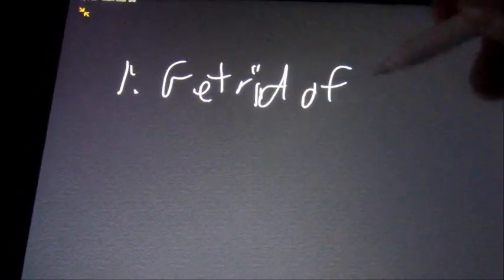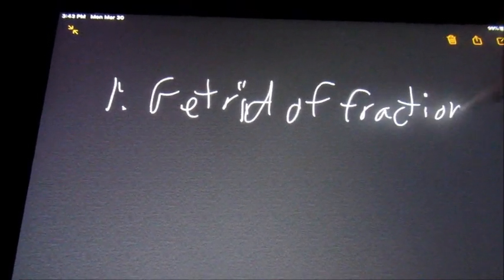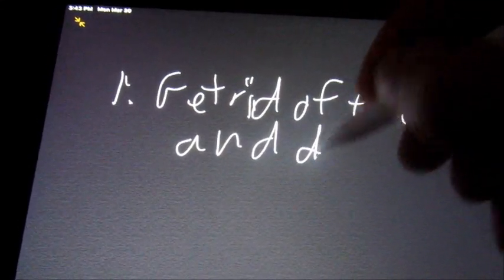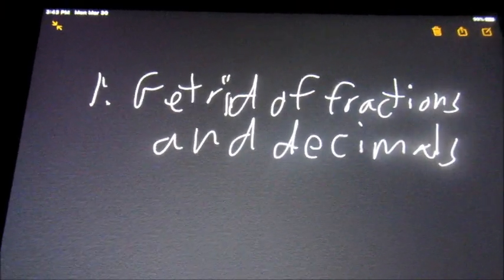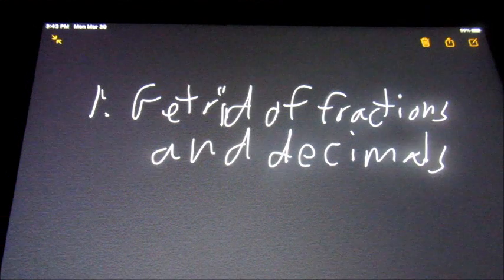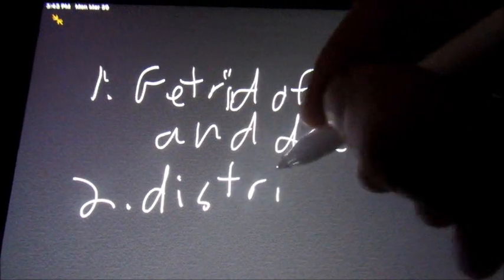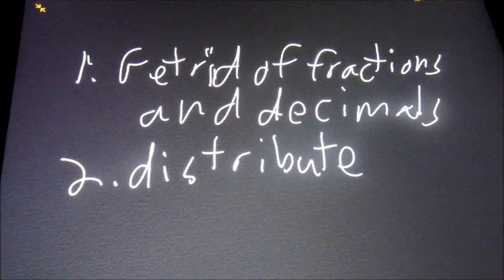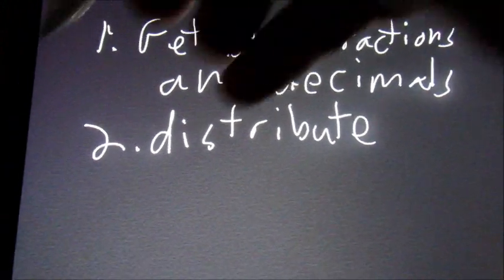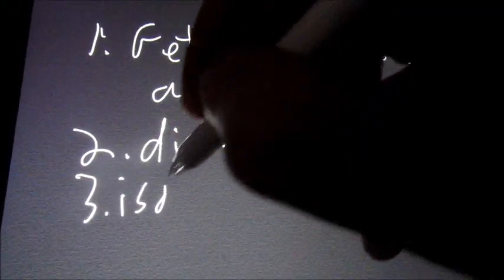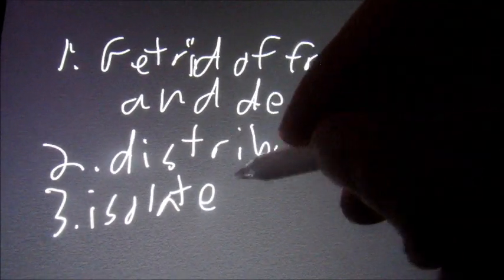So, kind of to backtrack, the steps for solving equations. First, get rid of fractions and decimals. We'll see some here where that's really necessary later on. Step 2 is distribute if needed. And same thing with number 1, if you don't have fractions and decimals, you can skip it. Then 3, isolate the variable.